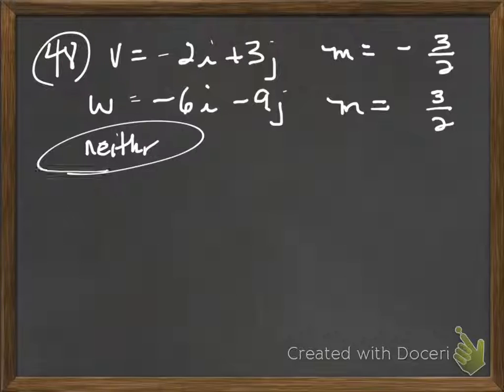So if you want to use their dot product formula to find the angle between the two vectors, you can. If you want to graph the vectors to see what they look like, you could graph the vectors, or you could just use slope.